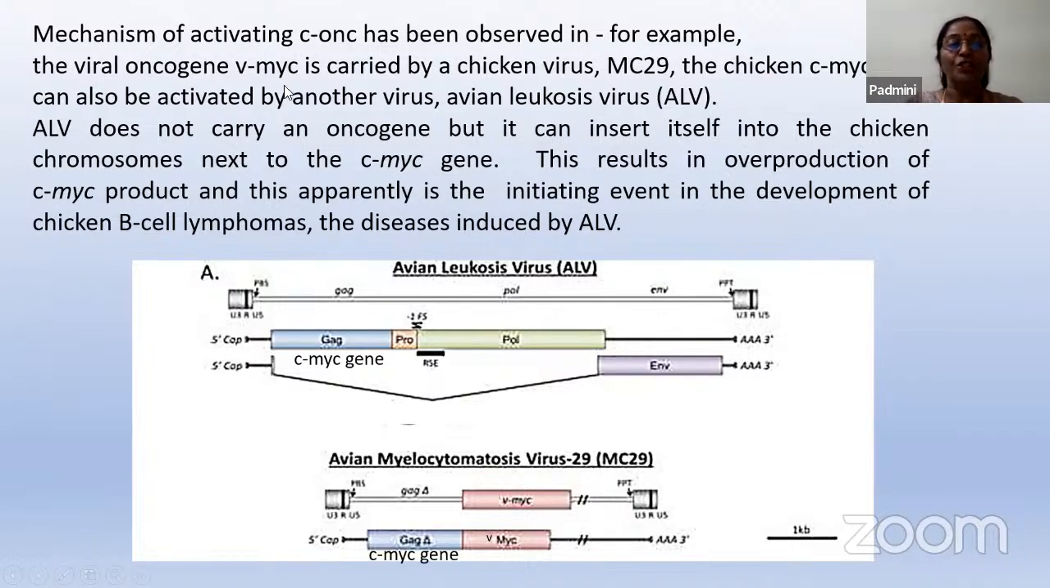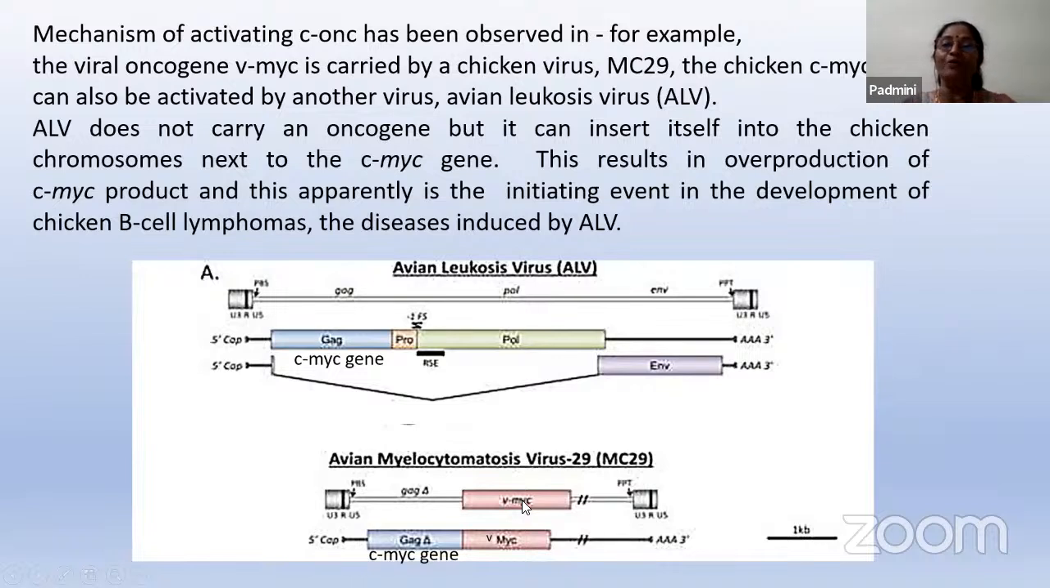The viral oncogene v-MYC is carried by a chicken virus, MC29. In this picture, you can see avian myelocytomatosis virus 29, called MC29. This is the virus that is going to carry the v-MYC gene. MYC stands for myelocytomatosis. So MC29 is going to carry the v-MYC.